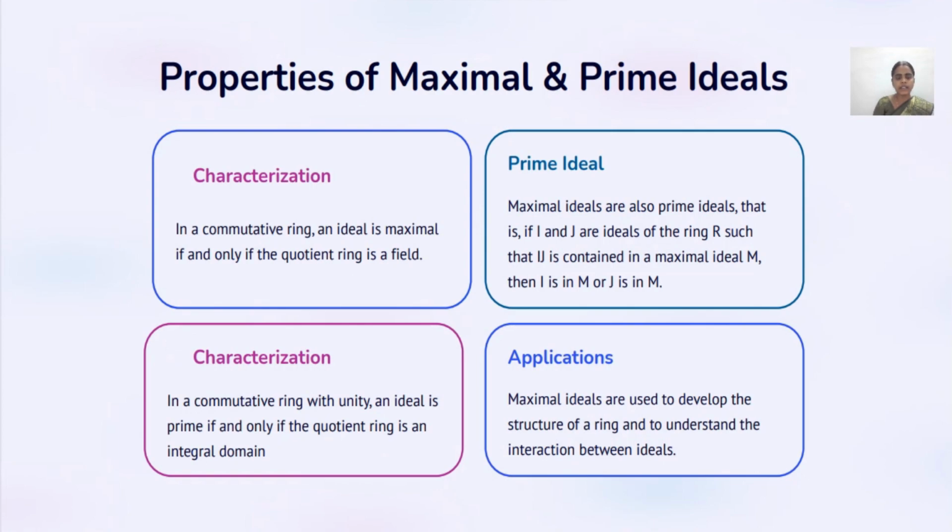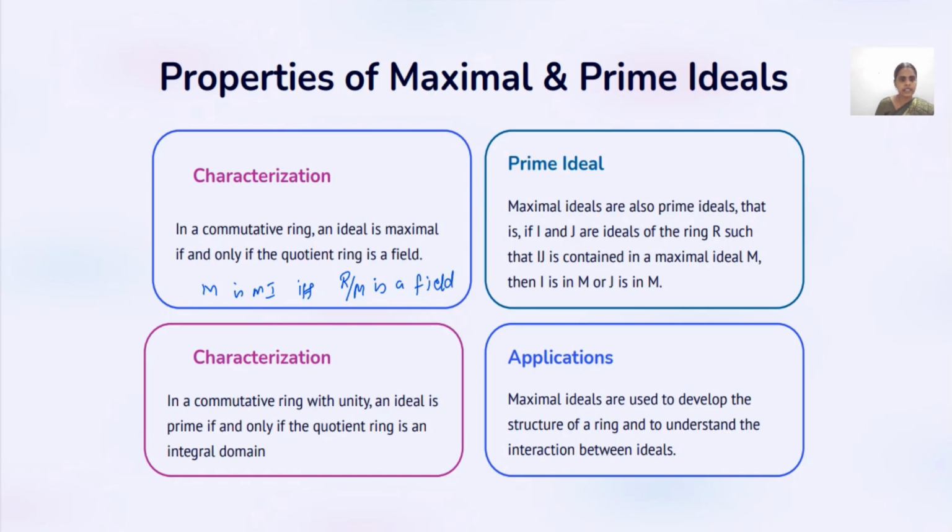Before proving that every maximal ideal is a prime ideal, we're going to discuss some characterizations. The proofs of the characterizations are not given in this video. In a commutative ring, an ideal is maximal if and only if the quotient ring is a field. That is, M is a maximal ideal if and only if R/M is a field.